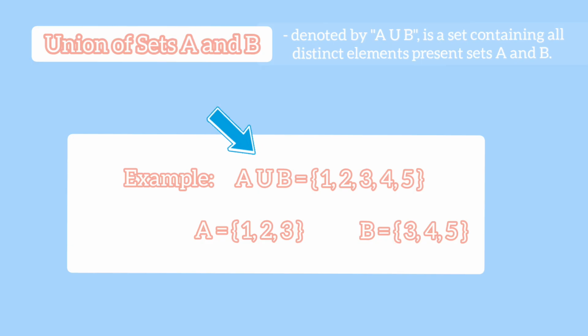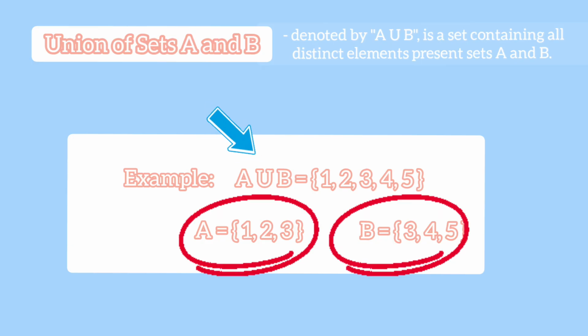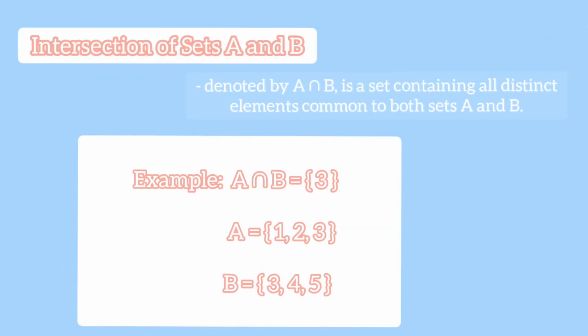Now let's explore the basic operations we can perform on sets. Union of sets A and B, denoted by this symbol, is a set containing all distinct elements present in sets A and B. Intersection of sets A and B, denoted by this symbol, is a set containing all distinct elements common to both sets A and B.